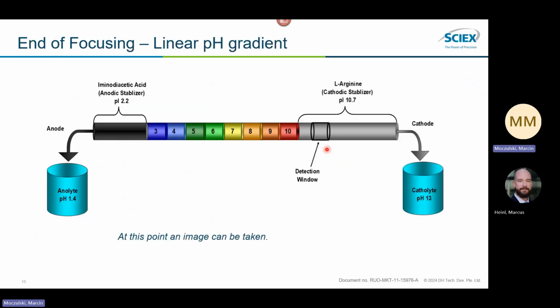The final effect of gradient determination is an obtained gradient from the lowest to the highest value of pI. The gradient is protected by two stabilizers. From the anodic side, the stabilizer is iminodiacetic acid. From the cathodic side, L-arginine solution.